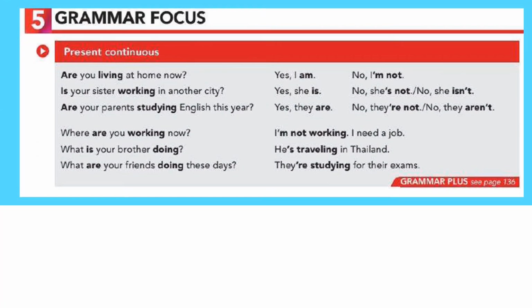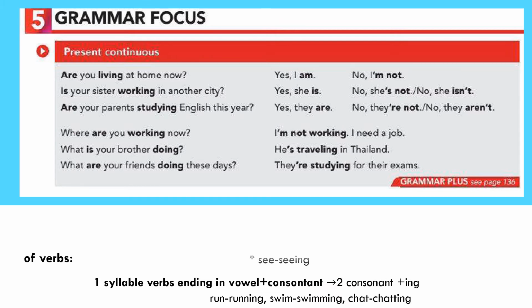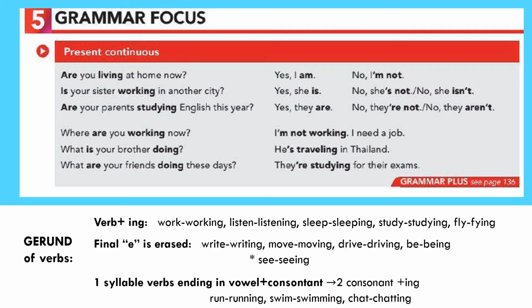And remember the rules for writing the gerund to the verbs. Usually, we just add ing to the verb. For example, work, working, listen, listening, sleep, sleeping. And also with the verbs ending in letter Y, we don't erase the Y. We add ing, for example, studying and flying.